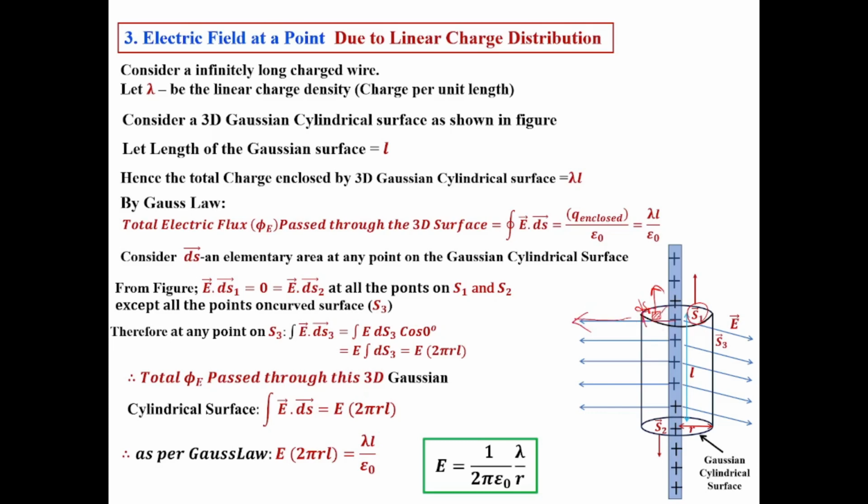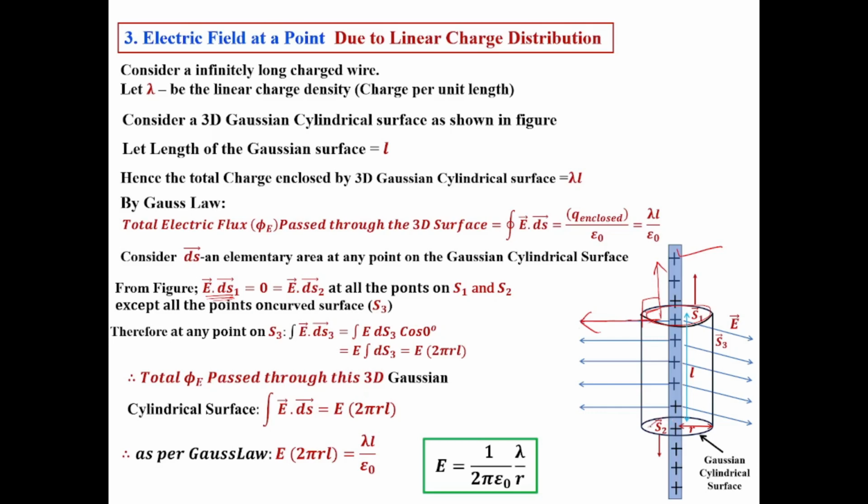So the electric flux passing through this surface S1 will always be 0, because wherever I consider an elementary surface, the electric flux will be 0. For the entire surface S1, the surface direction is along the positive y-axis, where the electric field from this linear charge distribution is along another direction. So both are at 90 degrees, and E dot ds1, the dot product, cos 90, will be 0.